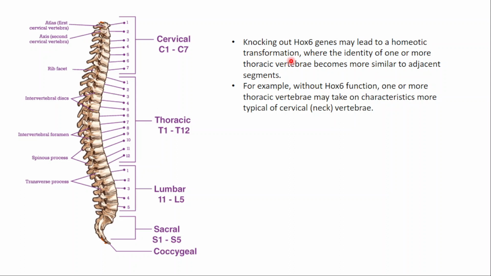Such transformations are called homeotic transformation, where the identity of one or more thoracic vertebra becomes more similar to adjacent segments. So here we saw knocking down of HOX6 in T1, which is specified by both expression of HOX5 and 6. Now that 6 is gone, the HOX5 expressing segment will now look like cervical. For example, without HOX6 function, one or more thoracic vertebra may take on characteristics more typical of cervical or neck vertebra.